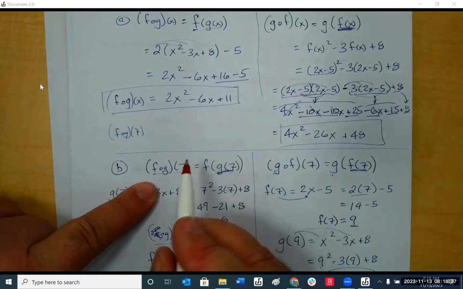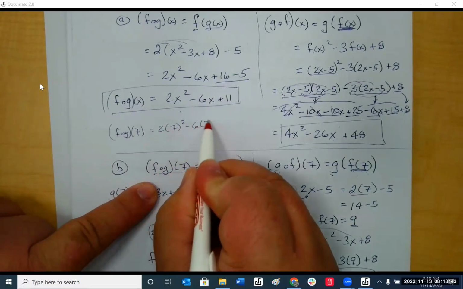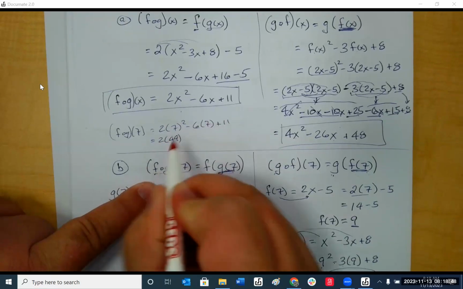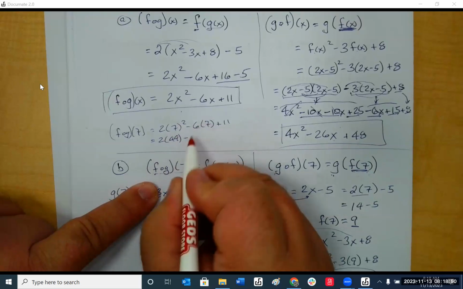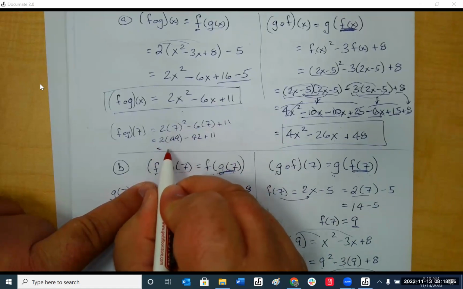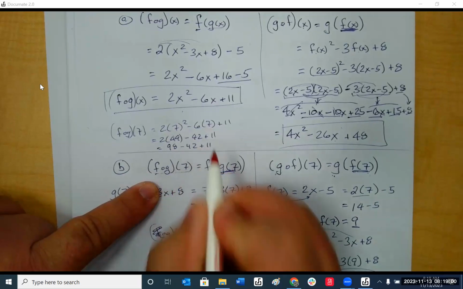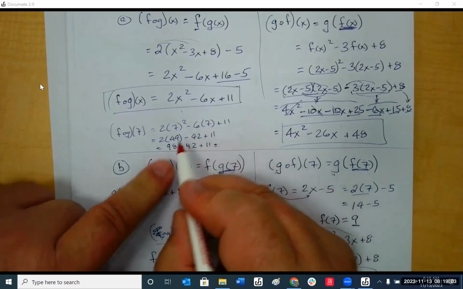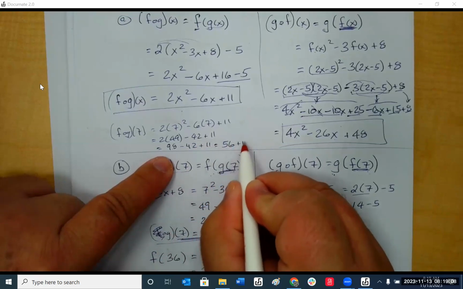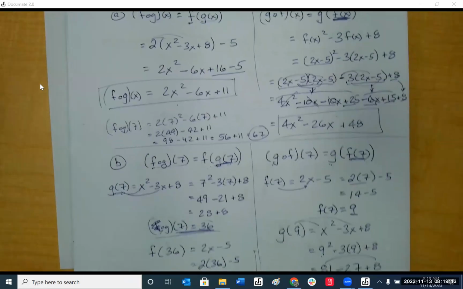Once we did the f of g part, it's 2 times 7 squared minus 6 times 7. 2 times 49. 6 times 7 is 42. 2 times 49 is 98. 98 minus 42 is 56. 56 plus 11 is 67, which is exactly what we got down here.